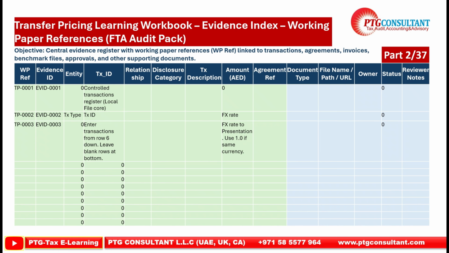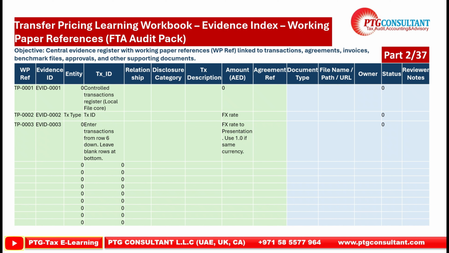Owner, status, and reviewer notes. These fields help you manage workflow: who is responsible, what is completed, what is pending, and what needs review or correction. Practical audit tip: if you want to look highly organized during an FTA audit, this is one of the best tools to have. Make sure every material transaction and every high-risk category such as services, royalties, and intercompany financing has complete evidence, clear references, and a working trail.